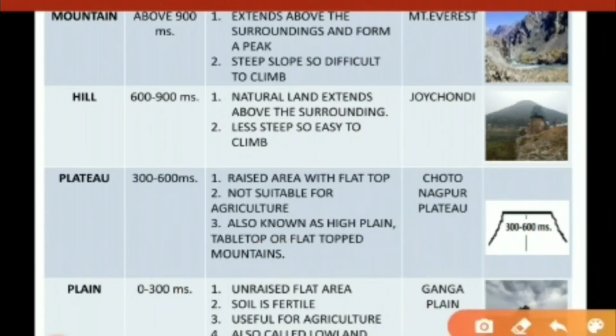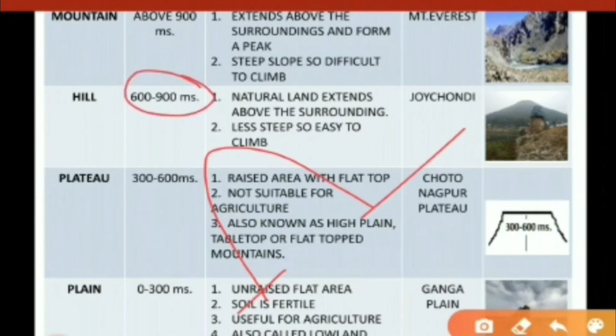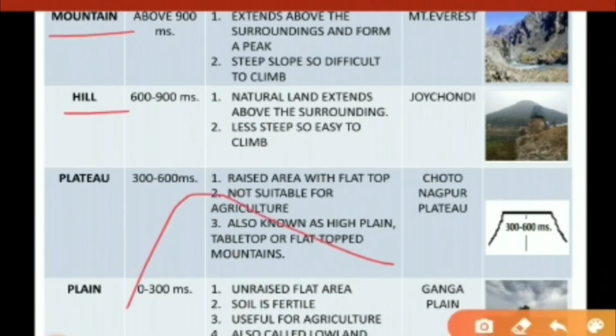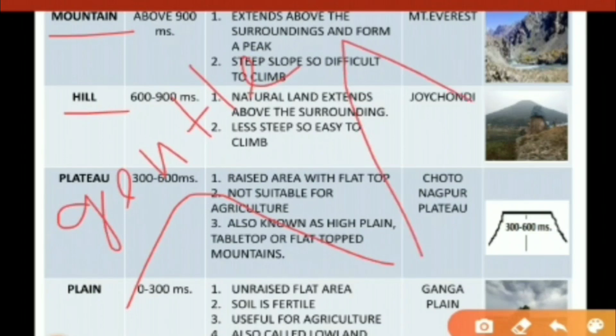Now next, hills. If a particular region is higher than its surroundings, then this kind of specific land area is simply known as hills if the height is between 600 to 900 meters. If this kind of land is more than 900 meters, then it should be mountainous region. Okay. The most important difference between mountains and hills: hills are having gentle slope, but mountains are having a very steep slope.